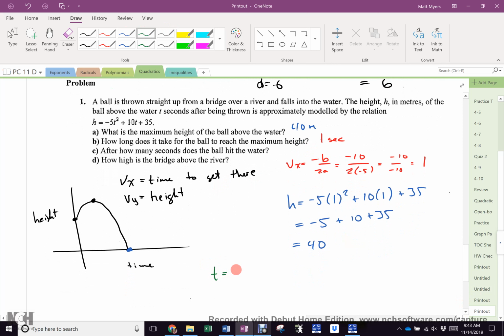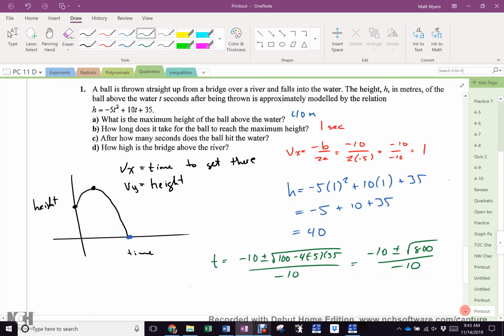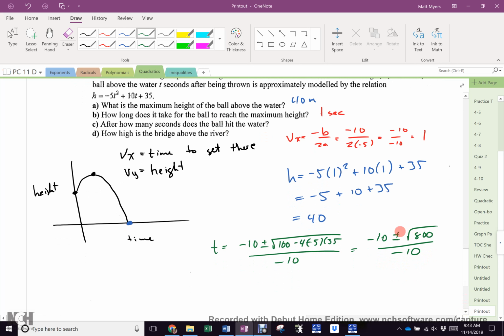t equals, what finds roots of a yucky thing like that? The quadratic formula. Negative 10 plus or minus the root of 100 minus 4 times negative 5 times 35, over negative 10, which is negative 10 plus or minus the root of 800, over negative 10. Now, since I want a real-life answer, I can just punch that into my calculator. If I wanted an exact answer, I would have to simplify that.